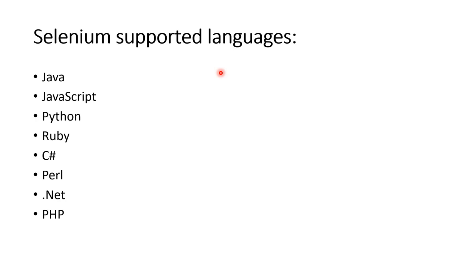So in this slide you can see the Selenium supported languages. The languages that Selenium supports are Java, JavaScript, Python, Ruby, C#, Perl, .NET, PHP. This is the big list. If you know Java, you need not learn any other language. You just directly use Selenium and can create the scripts to automate your web browser applications.